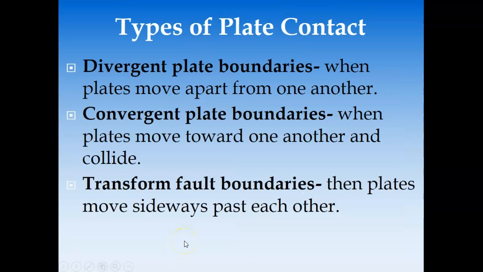So we have three different kinds of plate boundaries on Earth. There are divergent plate boundaries and convergent plate boundaries, and we have transform fault boundaries. So let's take a look at these.